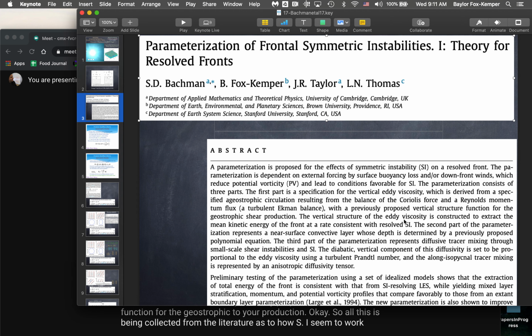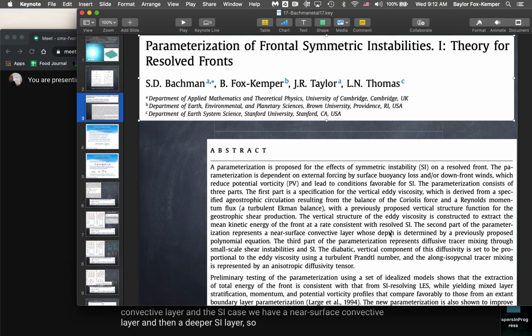The vertical structure of the eddy viscosity is constructed to extract the mean kinetic energy of the front at a rate consistent with the resolved symmetric instability. Great. The second part of the parameterization represents a near-surface convective layer. So just like we saw in the atmospheric boundary layer where we had a Monin-Obukhov separation between a near-surface shear layer and then a deeper convective layer, in the SI case we have a near-surface convective layer and then a deeper SI layer.